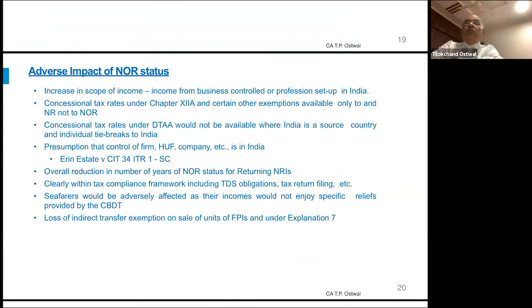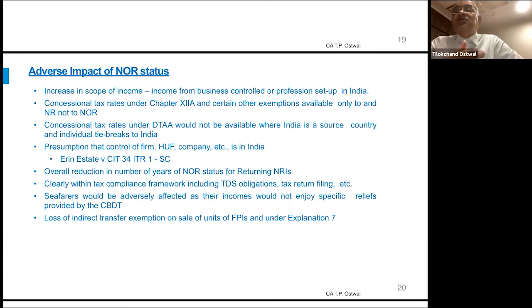Increase in the scope of income. The income from business controlled and profession set up in India, by virtue of your becoming not ordinary resident, becomes taxable. But if you are a non-resident, that income would not be taxable at all. Therefore, this comes under the clutches of taxation, and this is one adverse impact. And when it comes to resident but not ordinary resident, though you are a non-resident for the purpose of, and you are deemed resident, in that case, what will happen?